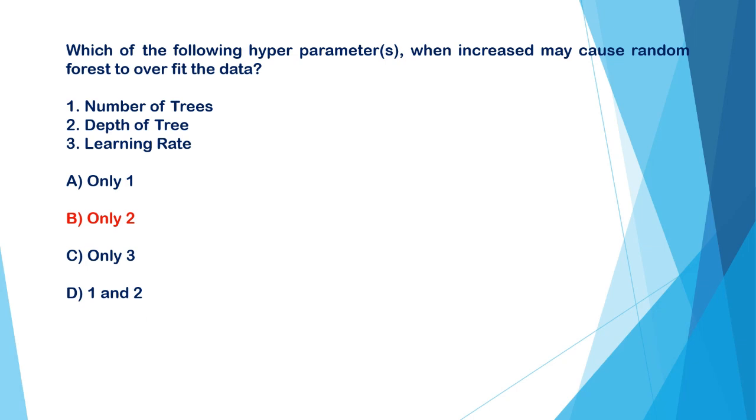Which of the following hyperparameters when increased may cause random forest to overfit the data? First, number of trees, second, depth of tree, third, learning rate. The options are A only first, B only second, C only third, or D first and second. And the correct option is B, only second.